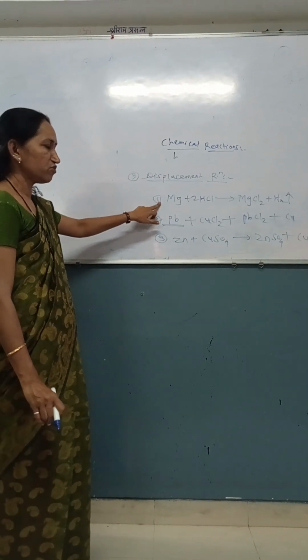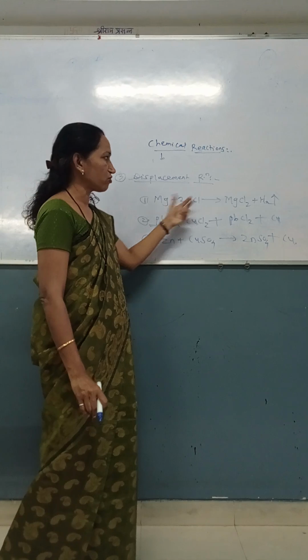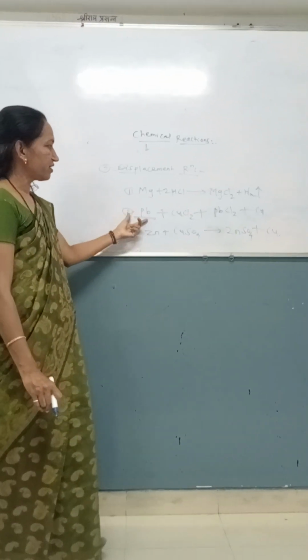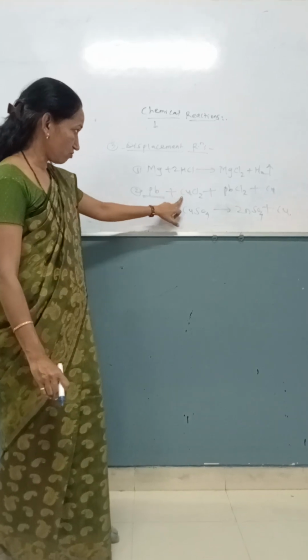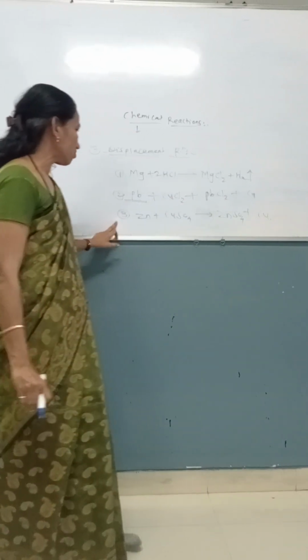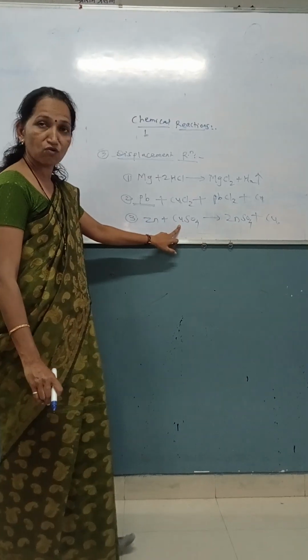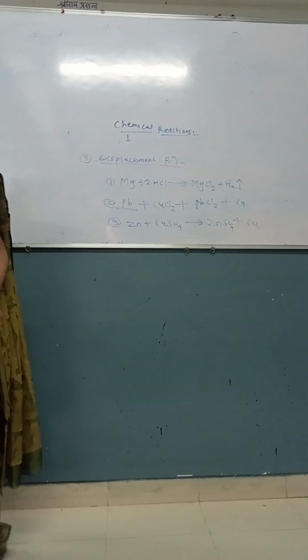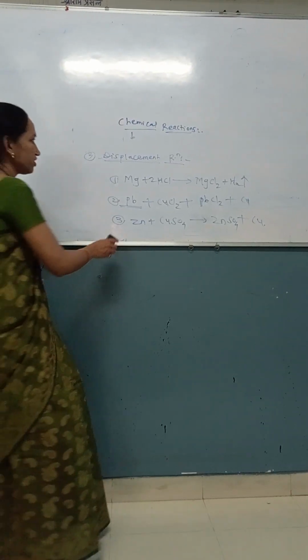First one is Mg: magnesium reacts with HCl, and magnesium chloride is formed. In the second, lead reacts with copper chloride, and lead chloride and copper are formed. Then the third one is zinc reacting with copper sulfate, and zinc sulfate and copper are formed. This is the displacement reaction.